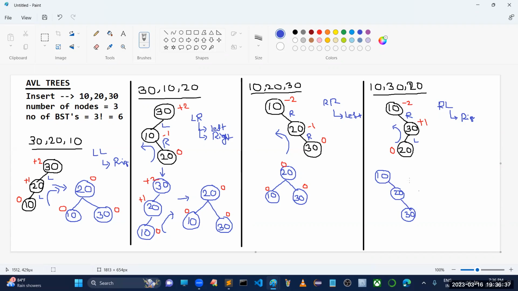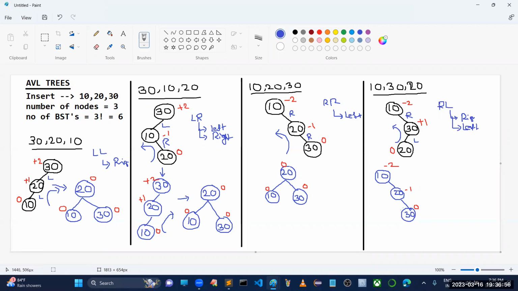So what about the balance factors? Its balance factor is 0. It is minus 1 and it is minus 2. Sir, again, it is not balanced. In such cases, what do we have to do? The next step is that we have to do a left rotation, like what we have done here.